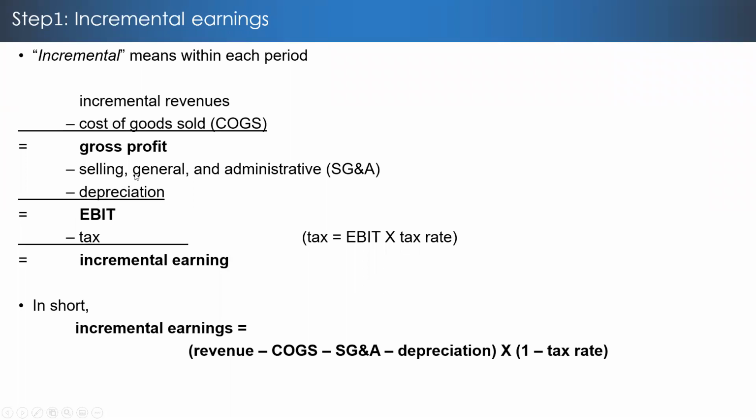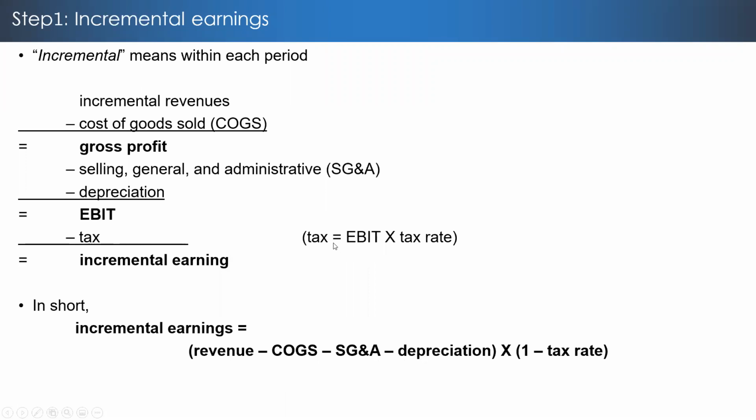After we adjust these two things, we arrive at EBIT, earnings before interest and tax. Since we don't consider interest payment in capital budgeting, we only need to take care of tax to arrive at net income, or what we call incremental earnings here. Net income, earnings, incremental earnings, they all mean the same thing.